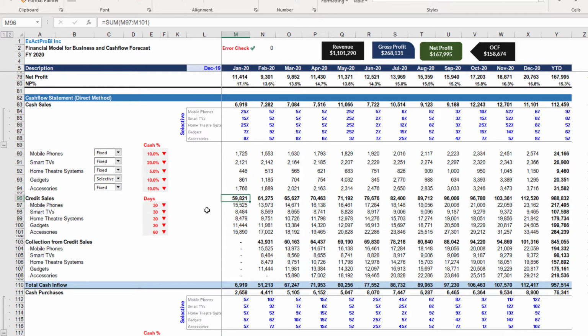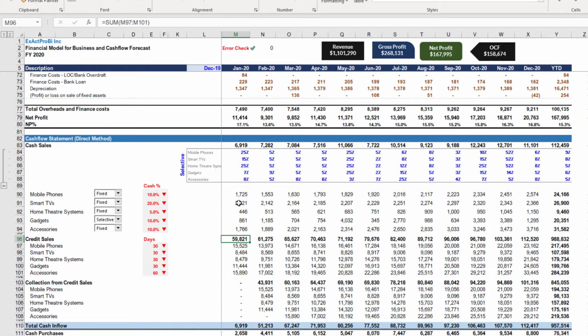Now below that we have the credit sale. Whatever is not the cash sale would be credit sale. Let's take the example of mobile phones. For example, 1,725, which is 10% of our total monthly sale, is the cash sale. So what is the remaining? That would be credit sales. So credit sales is modeled here accordingly: total sales minus cash sales is the credit sales.